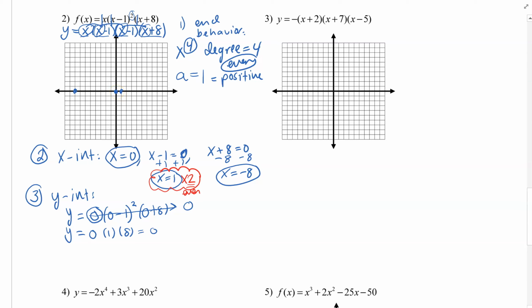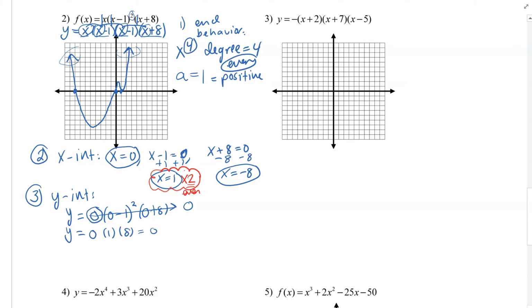So now I'm just going to start up here because I know it has to point up on the left. And then it must come down. It has to cross through at 0, come down and bounce off at 1. And it must look something like that. I know because both ends have to point up. I know it has to cross through the x-axis at -8 and 0 because those zeros appeared only once. And I know it has to bounce off the x-axis at x equals 1 because that 0 occurred twice.